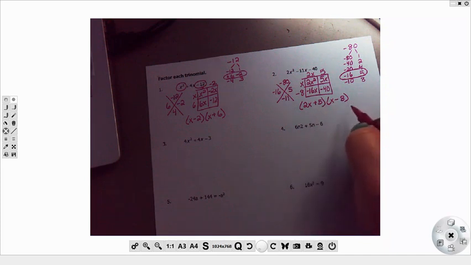Could I reverse these and say x minus 8 and 2x plus 5? Yes. It's all about how you look at your box and where you write your numbers. If I had put 5x and negative 16 in opposite spaces, these factors would have been on the opposite sides. All right, let's do our next one.